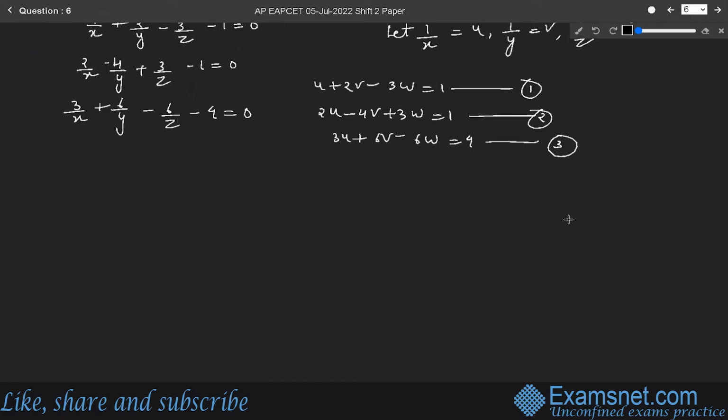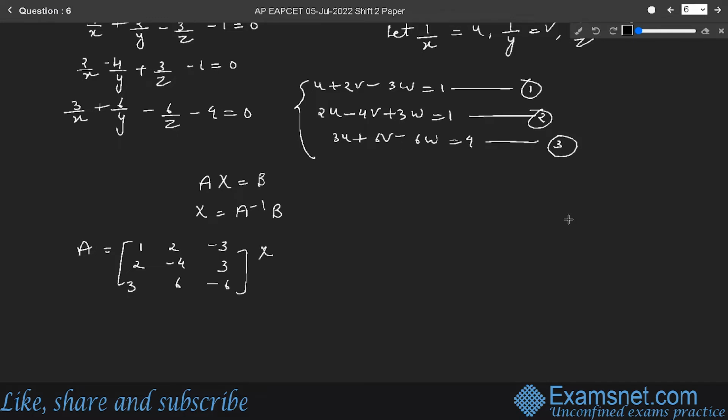We know that there is an expression A X is equal to B. So X will be equal to A inverse B. So we have to calculate A inverse here. By these given equations, A is equal to [1, 2, -3; 2, -4, 3; 3, 6, -6]. X will be equal to [u, v, w], and B will be equal to [1, 1, 4].